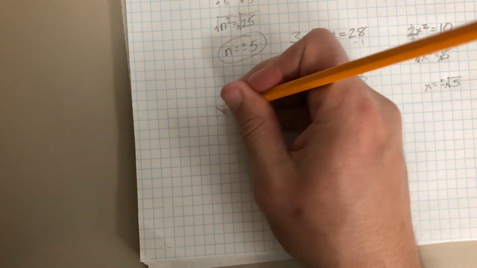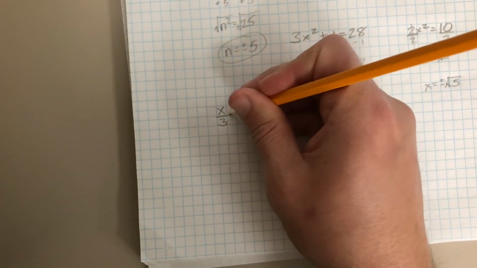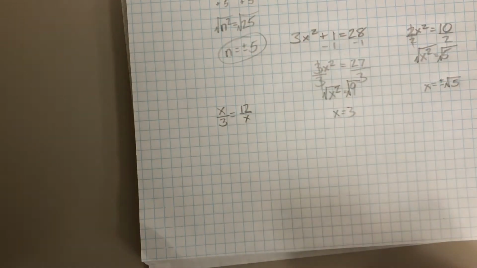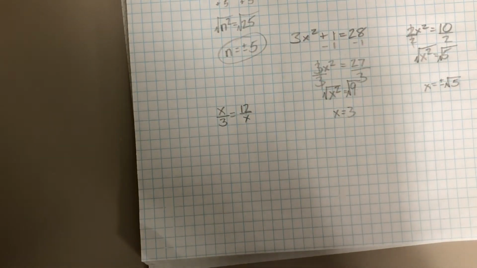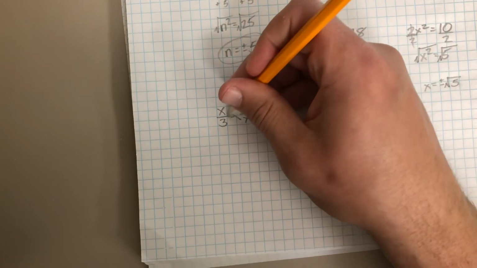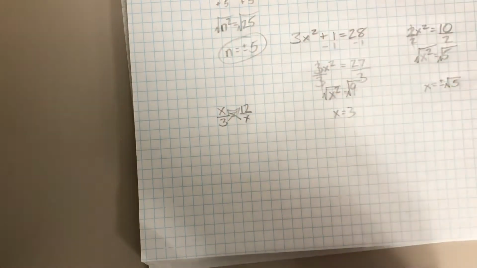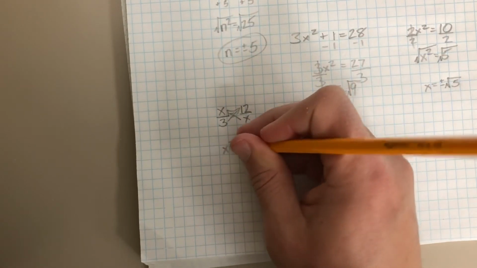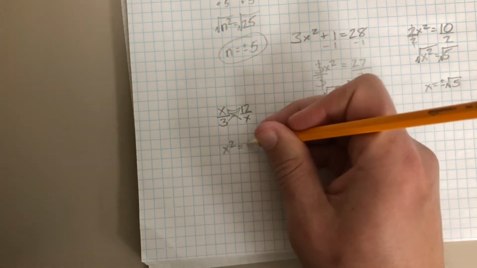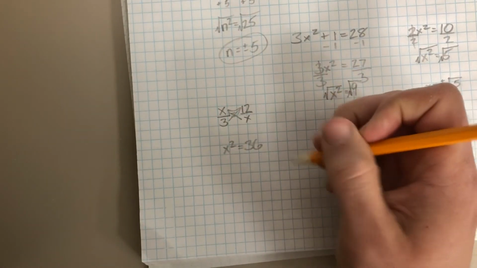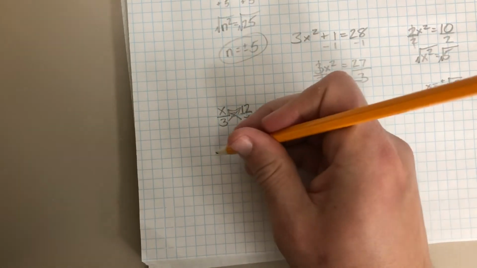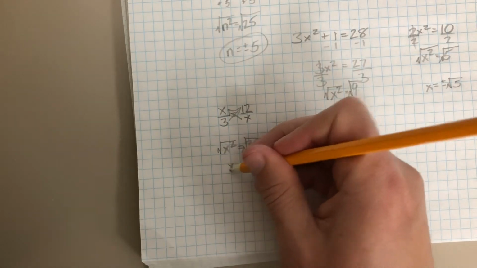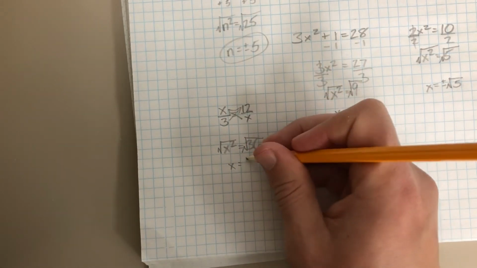What if I have x over 3 equals 12 over x? Okay? Remember, cross products are equal, so x times x should equal 3 times 12. So x times x is x squared, and that should equal 3 times 12, which is 36. Okay? Well, how do I simplify x squared? Square root, square root. Square root of x squared is x, and the square root of 36 is 6.